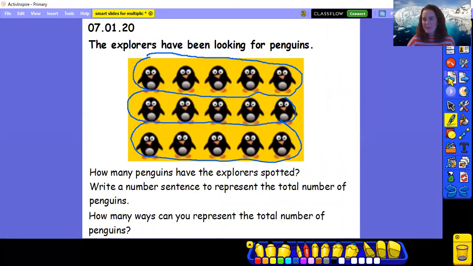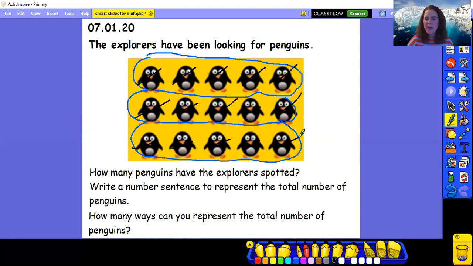Well, we can check that by actually counting the penguins. I'm going to cross them off as I count them because that helps me make sure I don't count them twice. Okay, count with me. 1, 2, 3, 4, 5, 6, 7, 8, 9, 10, 11, 12, 13, 14, 15. So we were right. Now, I wonder, is there another way of representing that?